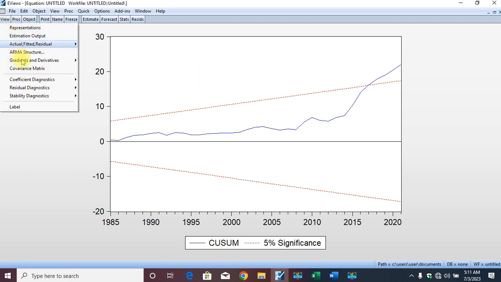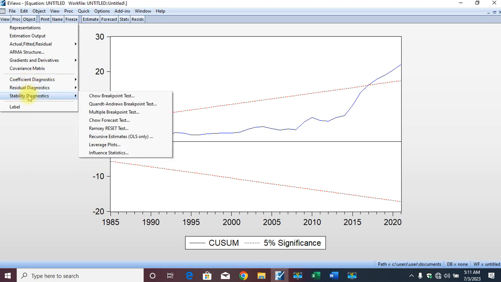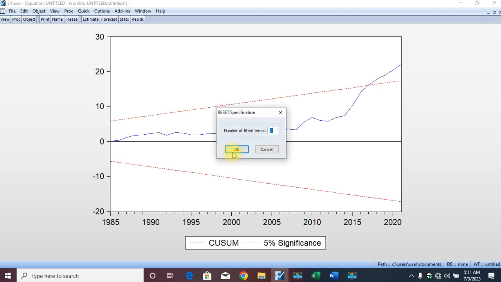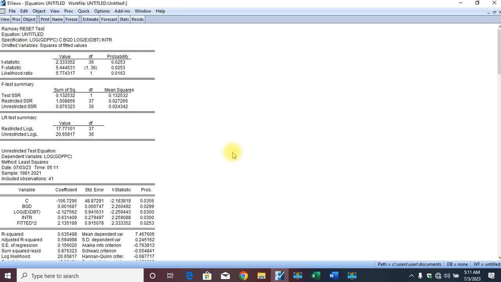You go to view, you go to residual, stability diagnostics rather, then you maneuver to Ramsey RESET test. When you hit the Ramsey RESET test button, you get something that looks like this. This also shows that the model is not correctly specified. So since the model is not correctly specified, there is also a problem with the Ramsey RESET test.